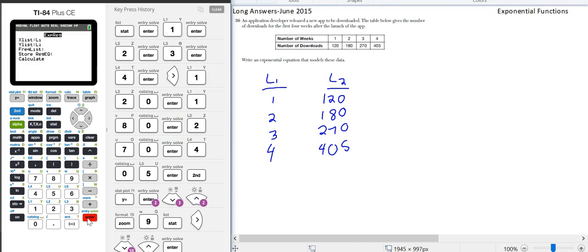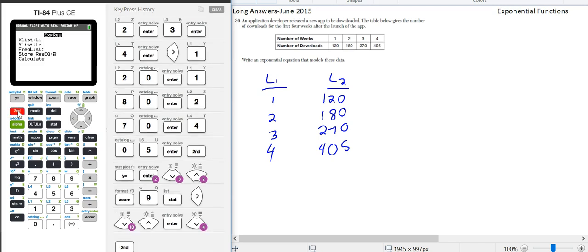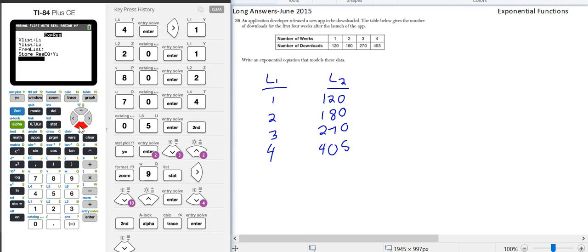Store regression equation. If we wanted to graph this equation on the graph, we could store it in either Y1 or Y2. Let's store it in Y1. To do that, we're going to press alpha and then click on the trace button for F4. And here we could choose Y1, Y2, Y3, Y4, Y5. Let's do Y1, press enter, and scroll down to calculate and press enter.